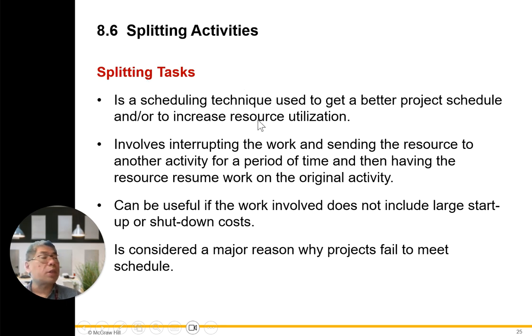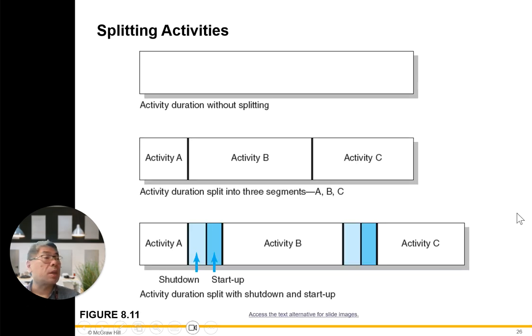Number 6, splitting activities. Splitting tasks is a scheduling technique used to get a better project schedule in order to increase resource utilization. It involves interrupting the work and sending the resource to another activity for a period of time, and then having the resource resume work on the original activity. It can be useful if the work involved does not include large startup and shutdown costs. It's considered a major reason why projects fail to meet the schedule. Example of splitting activities: here, the activity duration is split into 3 segments, A, B, and C. There's a shutdown and startup, and shutdown and startup.